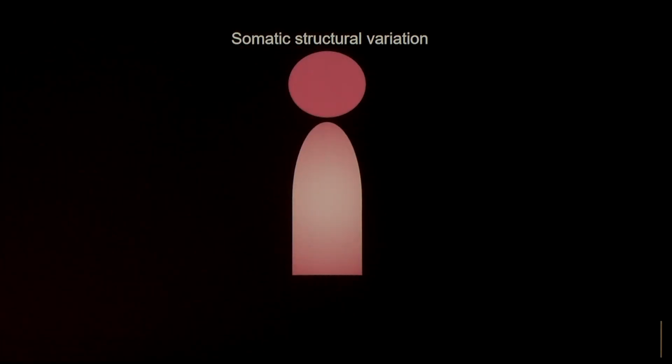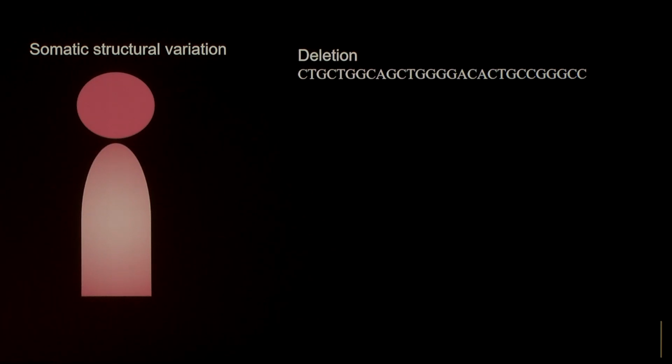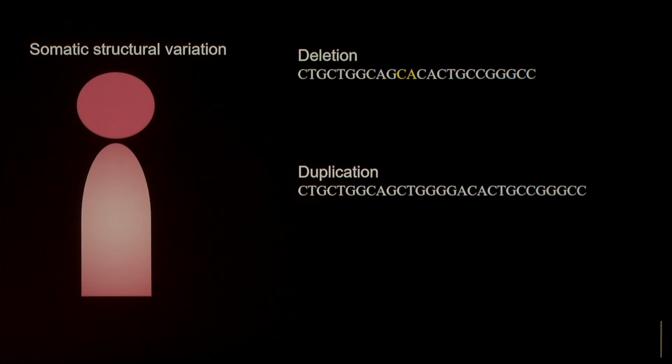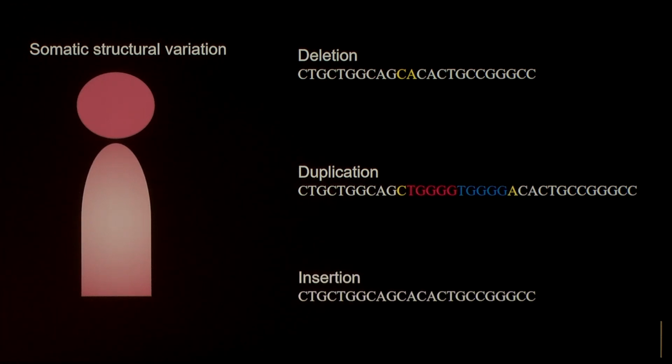Cancer caused by somatic structural variation, of course, is a result of a change in the structure of the DNA. And just to remind us, this structural variance can come in different forms, like the deletion where a segment of the DNA disappears, or the duplication where a segment of the DNA repeats itself, or the insertion where one segment of DNA inserts itself into another segment of DNA.